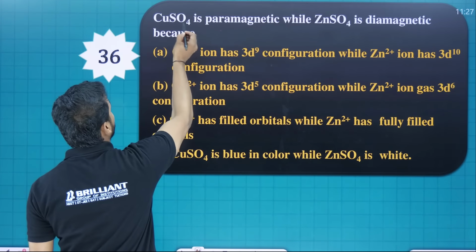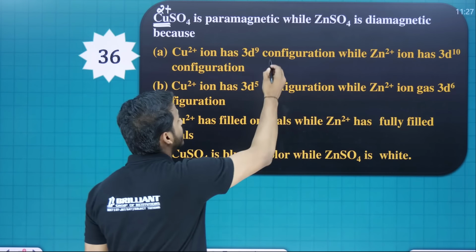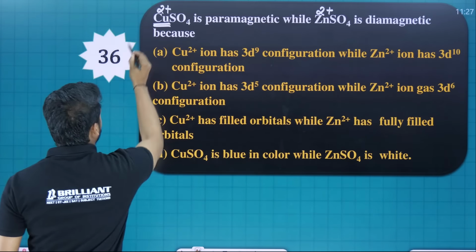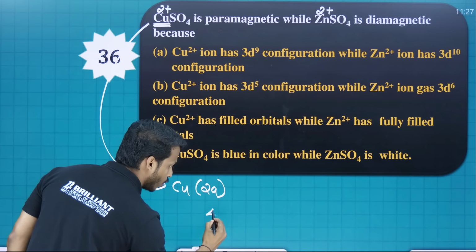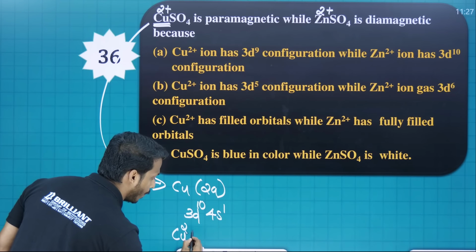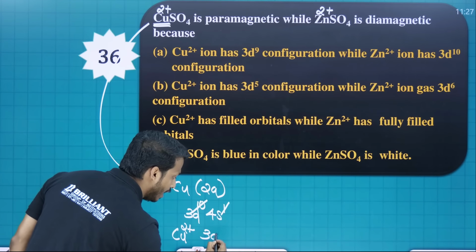Why? Here copper sulfate, what is the charge of copper? Cu2+, right? Zinc sulfate, what is the charge of Zn? Zn2+. Okay, let us check it all. Copper atomic number is 29. You know the exception in configuration, it is 4s1 3d10. But what do you mean by Cu2+? Cu2+ means one from here, 3d9.